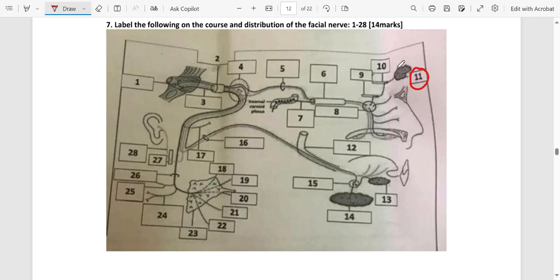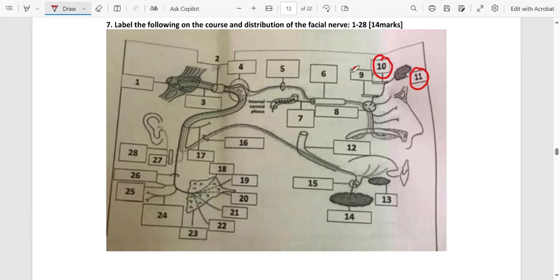Yes, the lacrimal. So that's a lacrimal gland. This nerve that is going to the lacrimal gland, what do you think is the name? It's going to the lacrimal gland. What do you think? Yes, it's the lacrimal nerve.